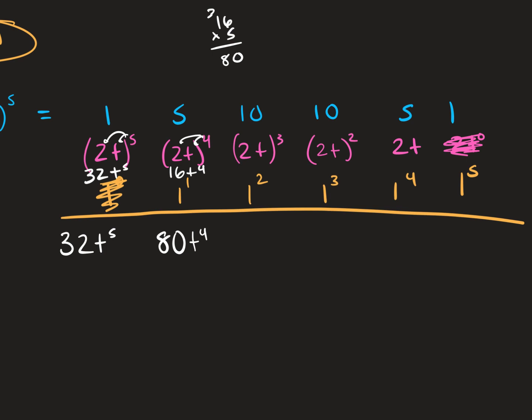Next, are you ready for the next one? We have 2 to the third power, which is what? What's 2 to the third power? 8. So 8t cubed. And 8 times 10? 80. So 80t to the third power. Next. What's 2 to the second power? 4. So 4t squared. And 4 times 10? 40t squared.